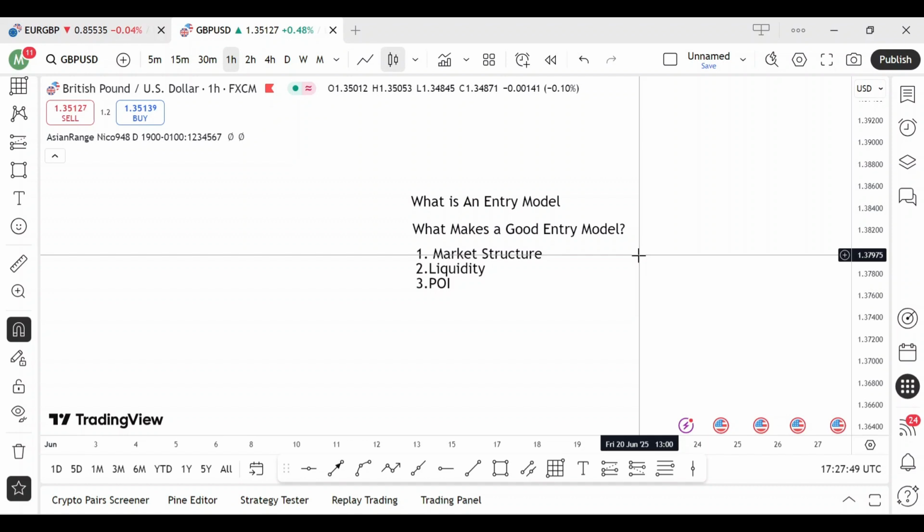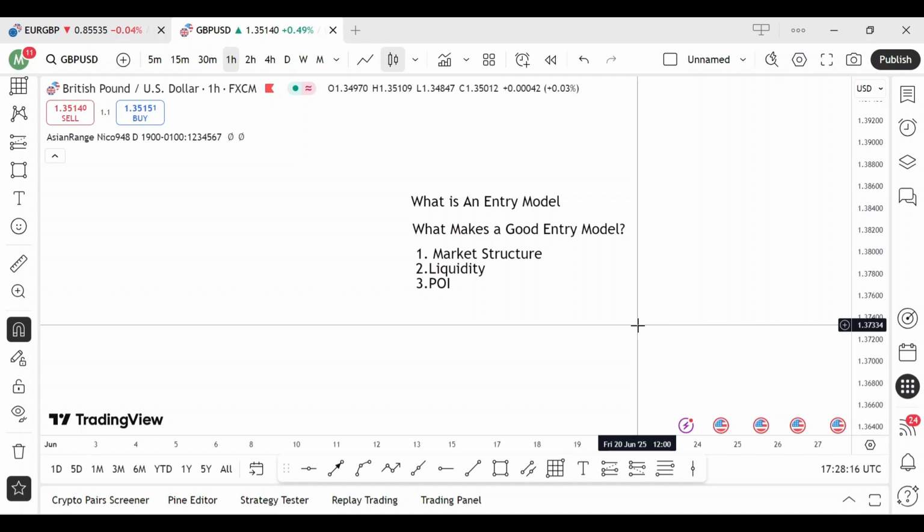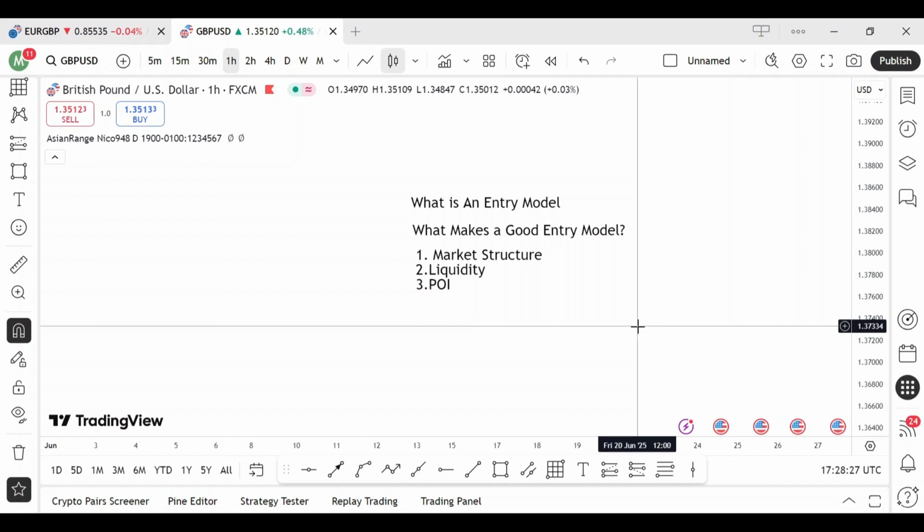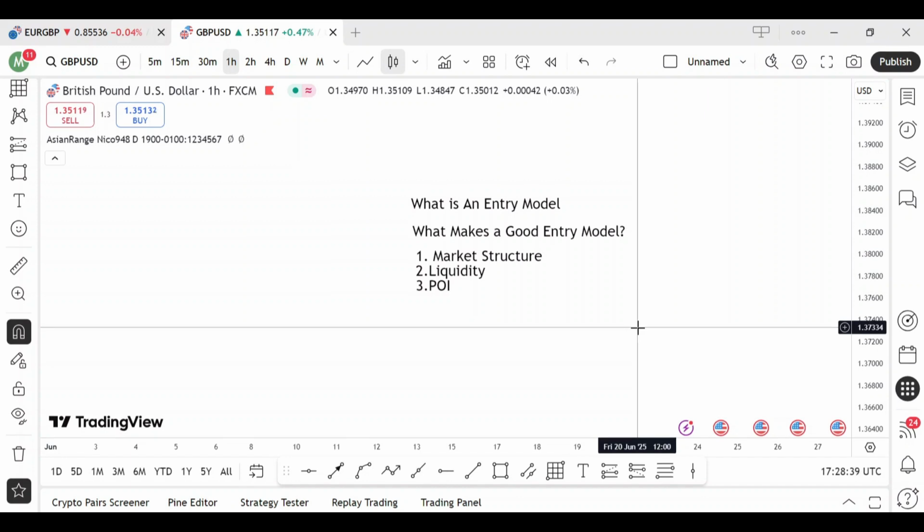Number one, your market structure. Your entry model must always be in line with your market structure, your liquidity, and your POIs. First, market structure. This means you have identified a clear trend, like a break of structure or a fresh higher high. Next, your liquidity. There must be a low or high above or below your entry point. Number three, your POIs. This is where you are looking to enter into the market from.